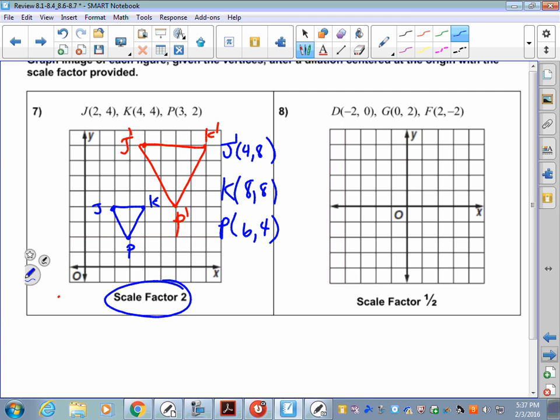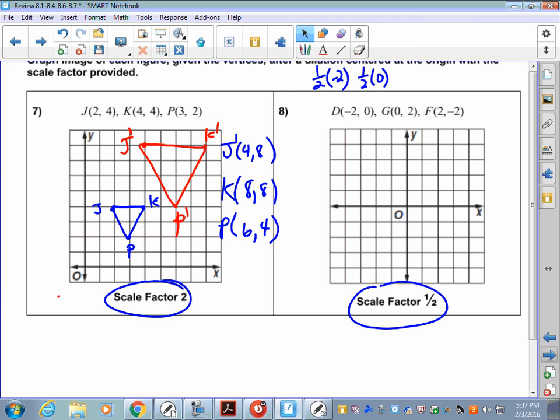Alright, and then on this one, because it's a scale factor of 1/2, that means we're going to multiply everything by 1/2. So I'm going to say 1/2 times the -2, and 1/2 times 0. Well, anything times 0 is 0. And then we're going to check for the points. So I'm just going to write them above here. So check your points, and then we'll check the graphing.